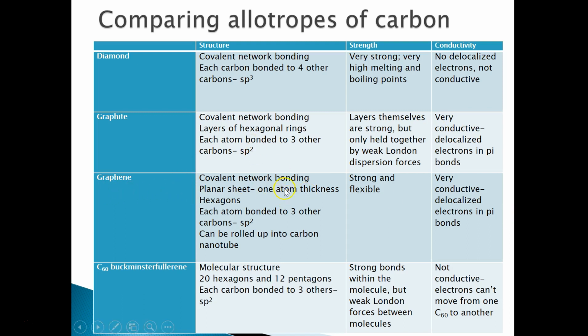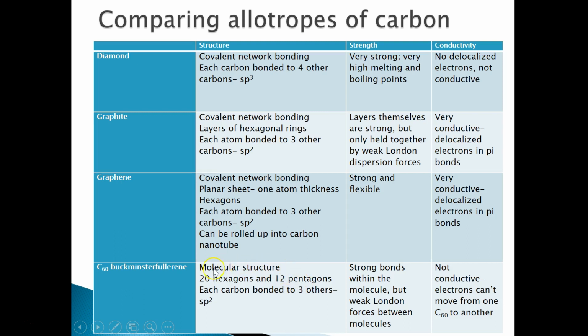And then there's graphene. Graphene is basically just one sheet of graphite. Right? And it's literally just one atom thick. Now again, just like graphite, it's a series of hexagonal rings with each carbon atom bonded to 3 other carbons. And when we take graphene and roll it up, we produce what are known as carbon nanotubes, which are incredibly strong and flexible, and they're very, very conductive because of those delocalized electrons.